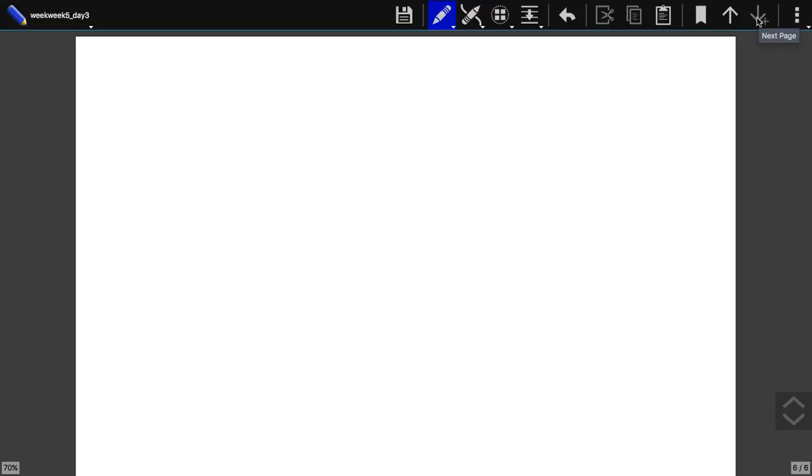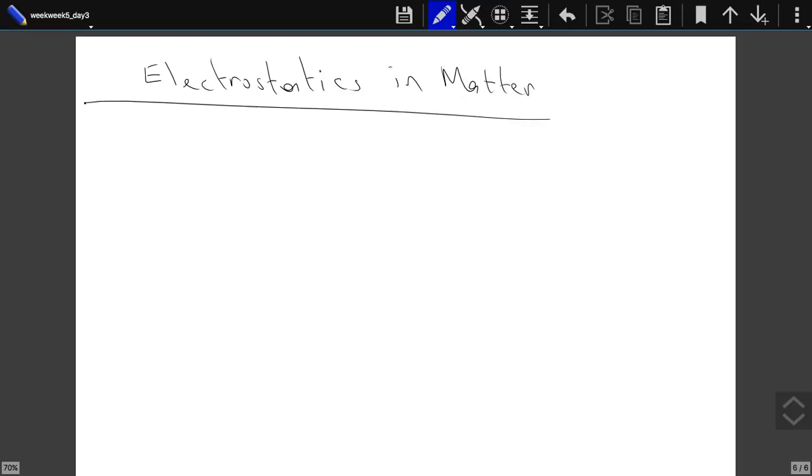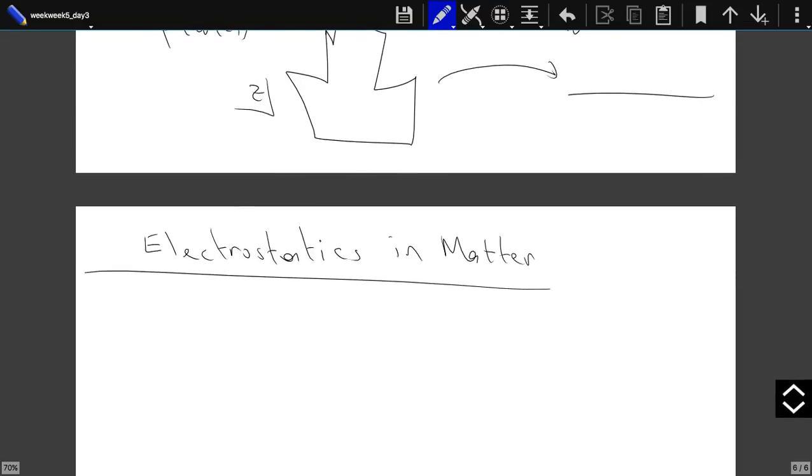The next chapter, chapter 5, is what we will start next week. That is electrostatics in matter. Now, what we will be doing in electrostatics in matter, basically two things.